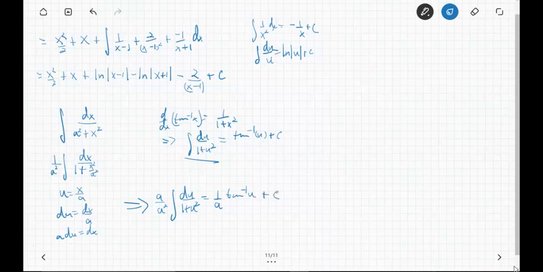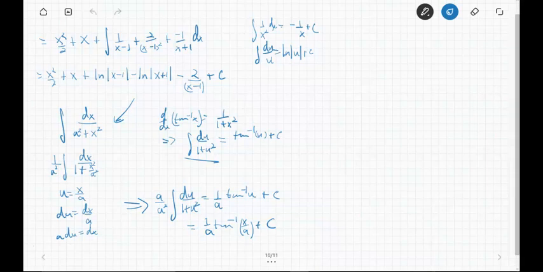Well, what was u? It was x over a. So this becomes 1 over a times the inverse tangent of x over a. And I'm done. Now notice, no partial fraction decomposition required. In fact, I can't do partial fraction decomposition. However, you can be set up for failure in this integral because you think it's partial fraction decomposition, and you're like, wait, I can't, what am I doing? That's your problem.